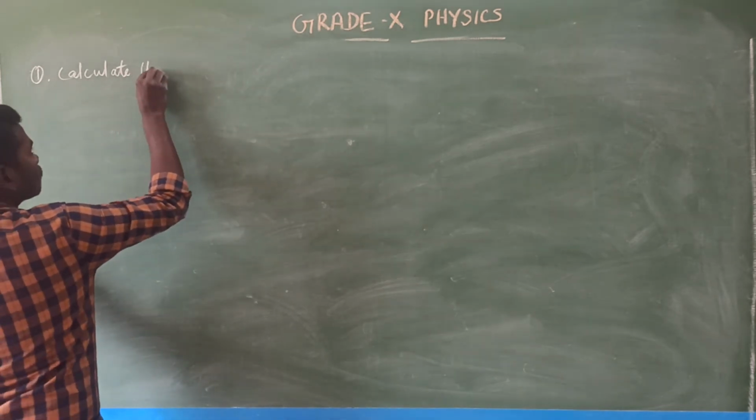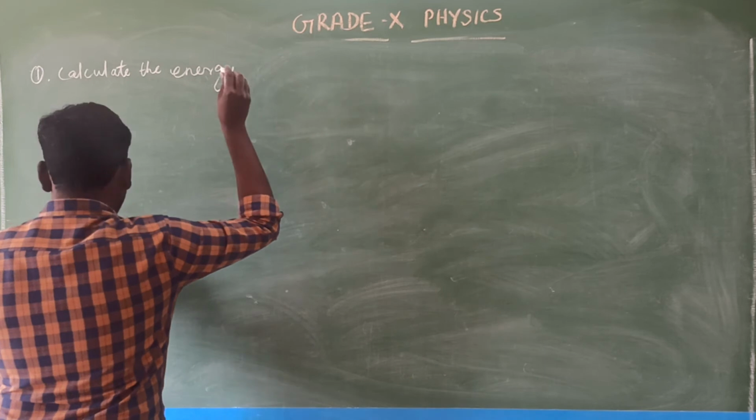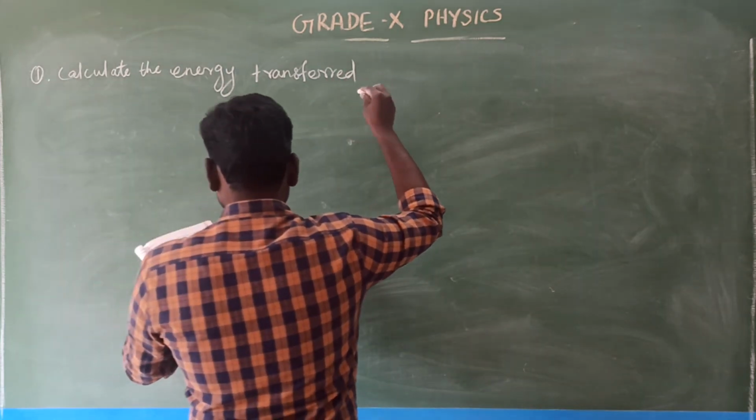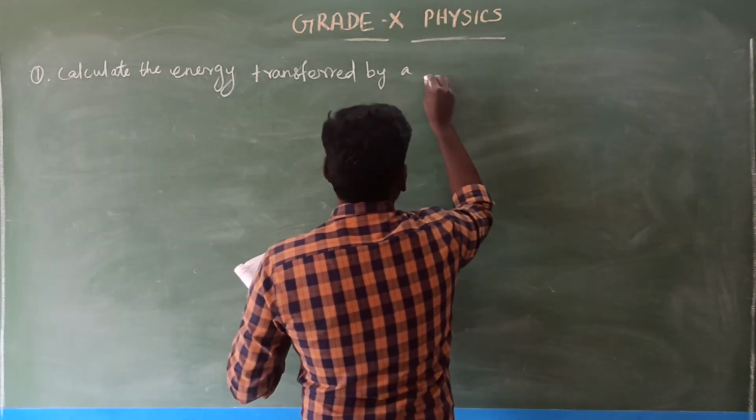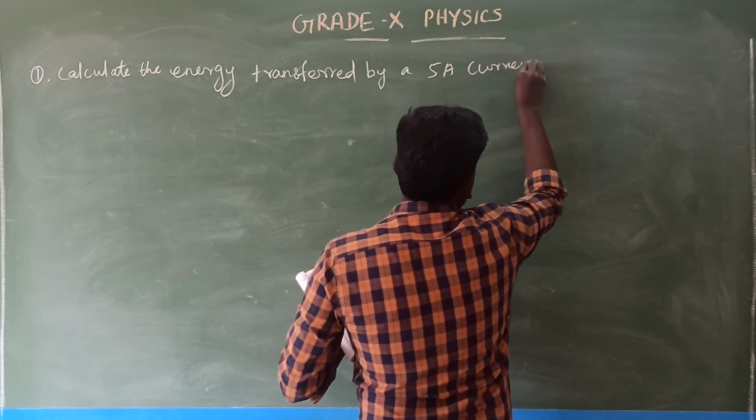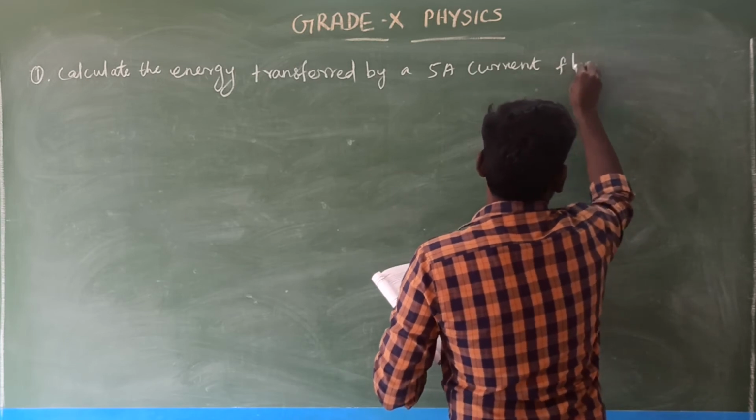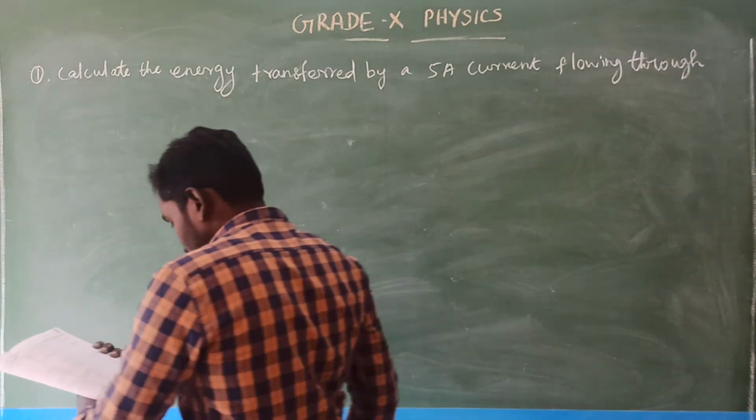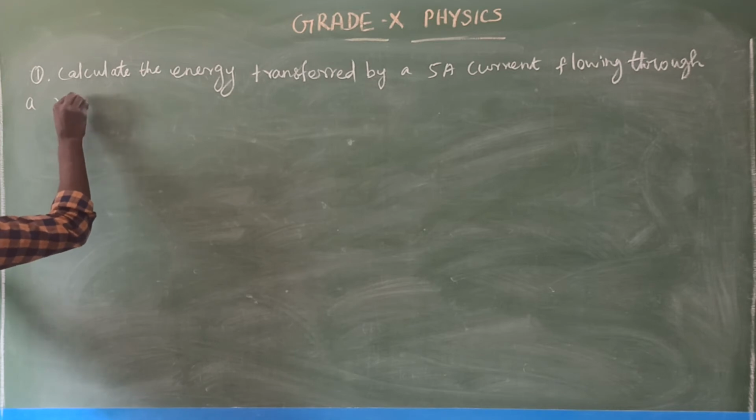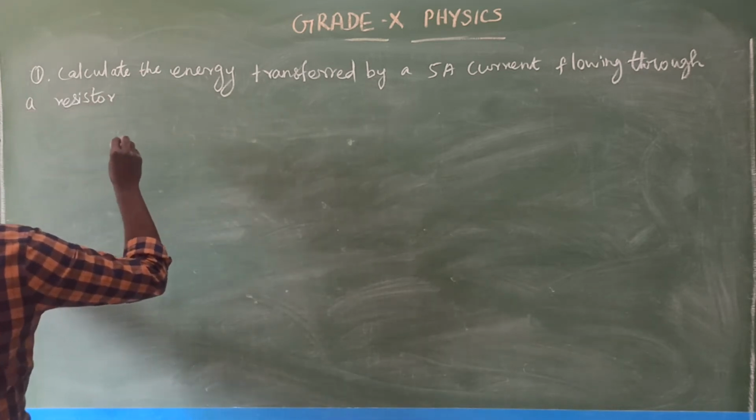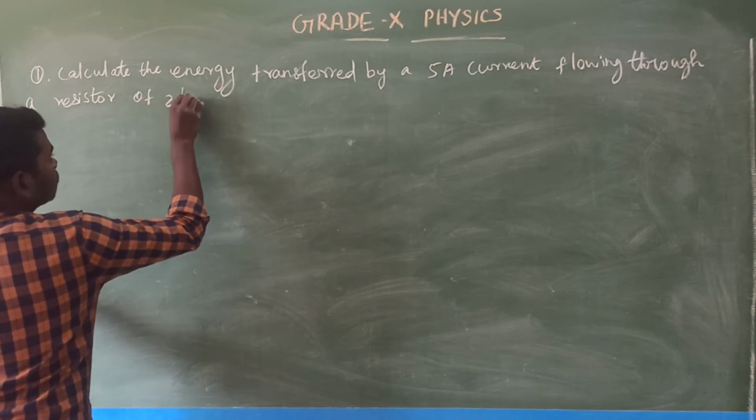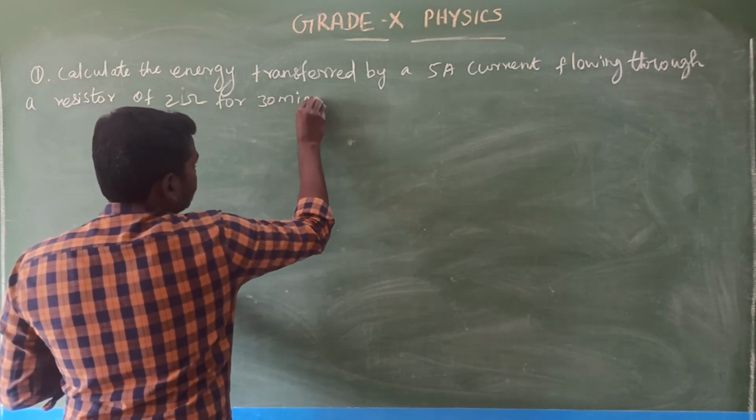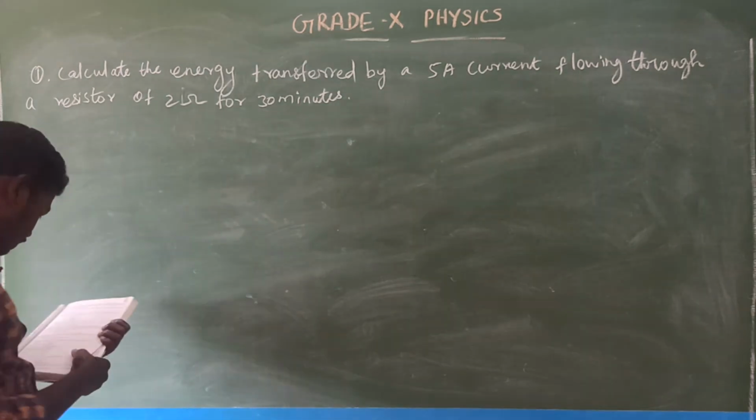Calculate the energy transferred by a 5 ampere current flowing through a resistor of 2 ohm for 30 minutes. Okay, listen here.